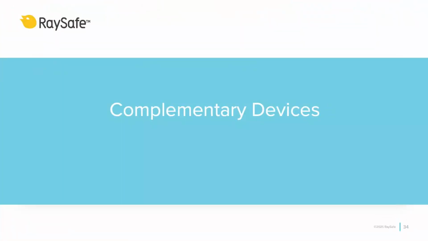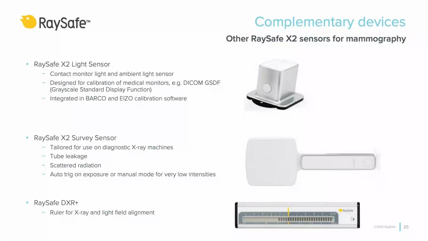To conclude this presentation, I would also like to say a few words about some of our complementary sensors. You need to do more measurements than just in-beam measurements on mammography machines. The first is our X2 light sensor. It is a state-of-the-art light meter used for calibration of medical monitors to make sure any image looks the same on all medical monitors. It is not only a luminance meter, but also an illuminance meter for light intensity measurements. It can talk directly to the Barco and the ESO calibration software if needed.